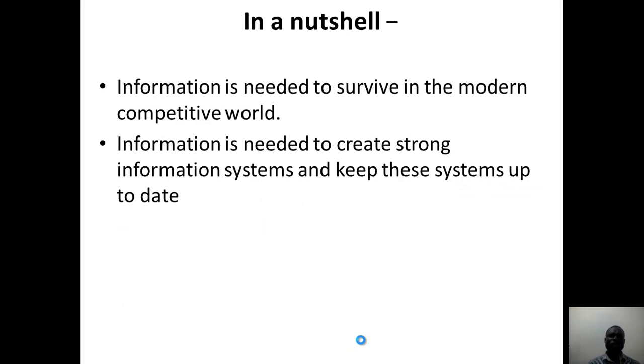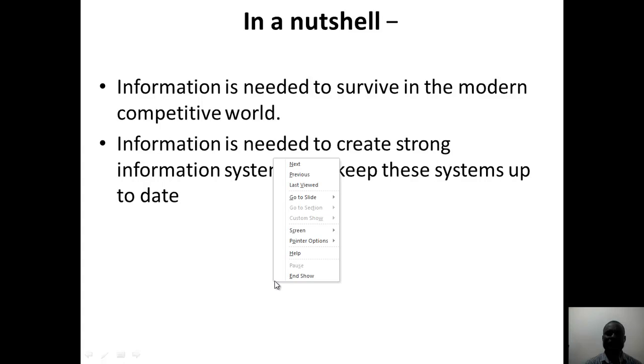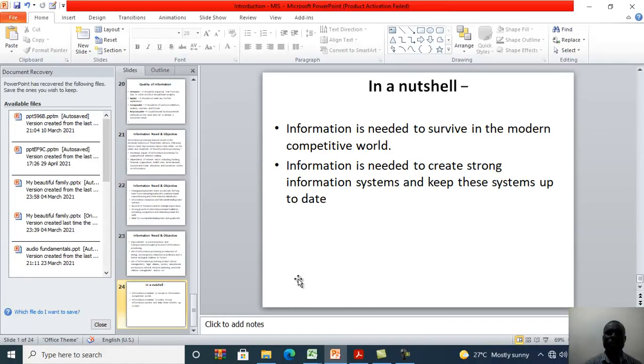So in a nutshell, we're saying that information is needed to survive in the modern competitive world. Information is needed to create strong information systems and keep these systems up to date. And that is the reason why we are here with this lesson. Let's study carefully, and I believe by the time we are done, we'll be well abreast with the current structure of information systems that are required to run business.